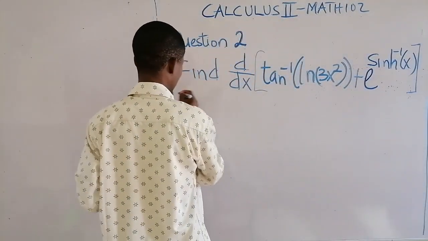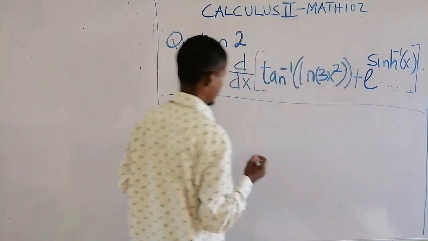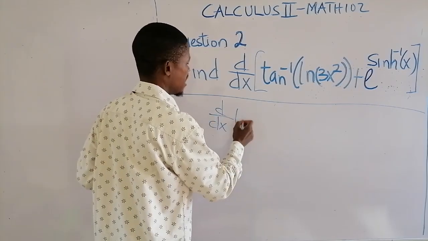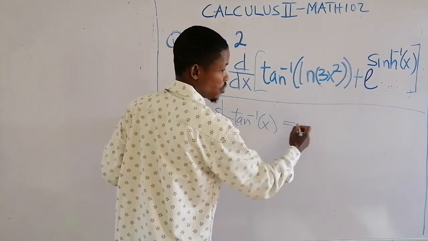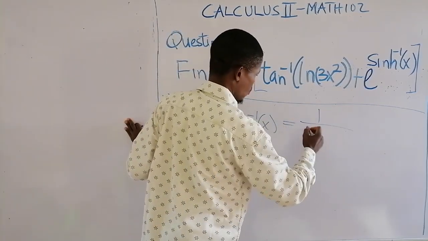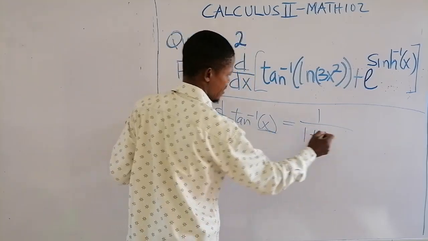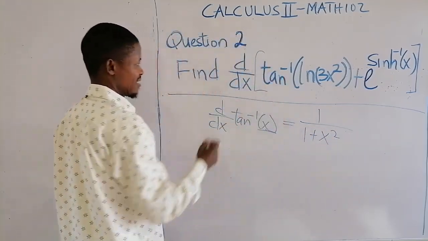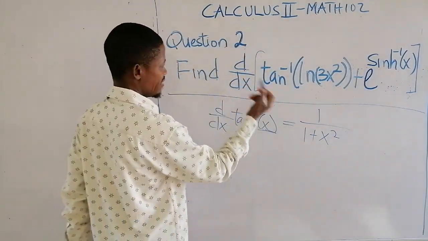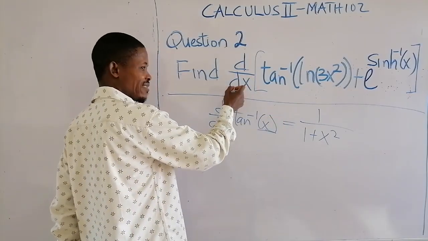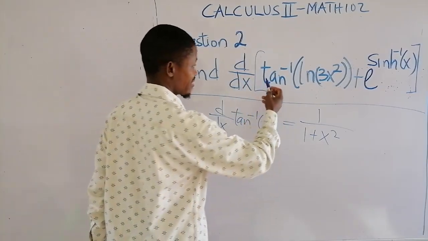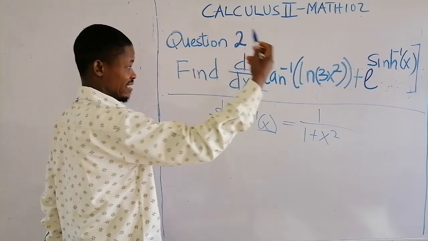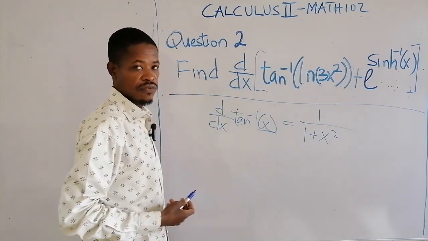But before we start the solution, I want us to know that d/dx of arctan x is going to give us 1 over 1 plus whatever you have there, squared. So we're going to apply that for this. And another thing again, the derivative of a sum of functions will be the derivative of each of those functions.